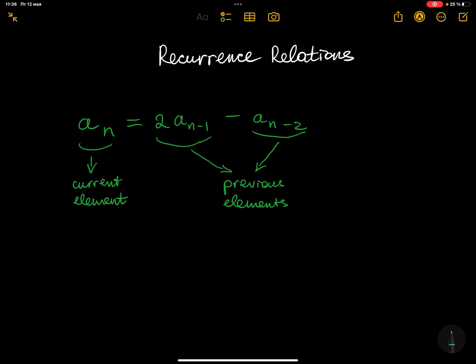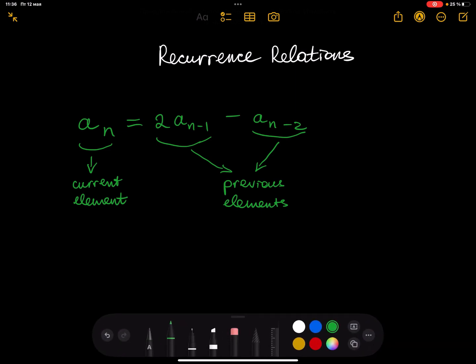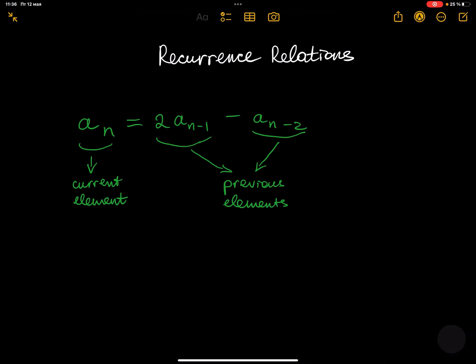In this tutorial, we're gonna analyze, as you see, recurrence relations. Firstly, what actually is a recurrence relation? It's an equation that defines a sequence based on the previous terms of the sequence. What does it mean? If you want to find the expression for the current element, which is a_n, that means the value of the current element depends on the value of previous elements.